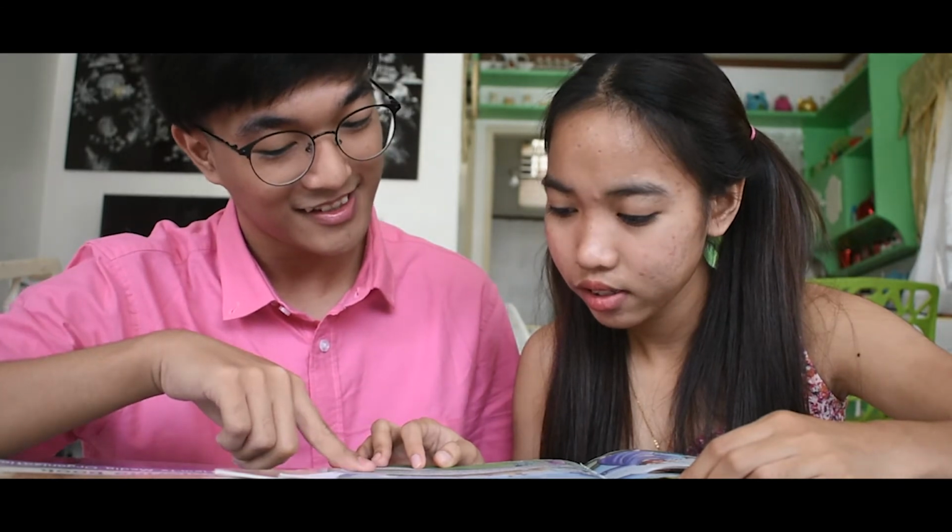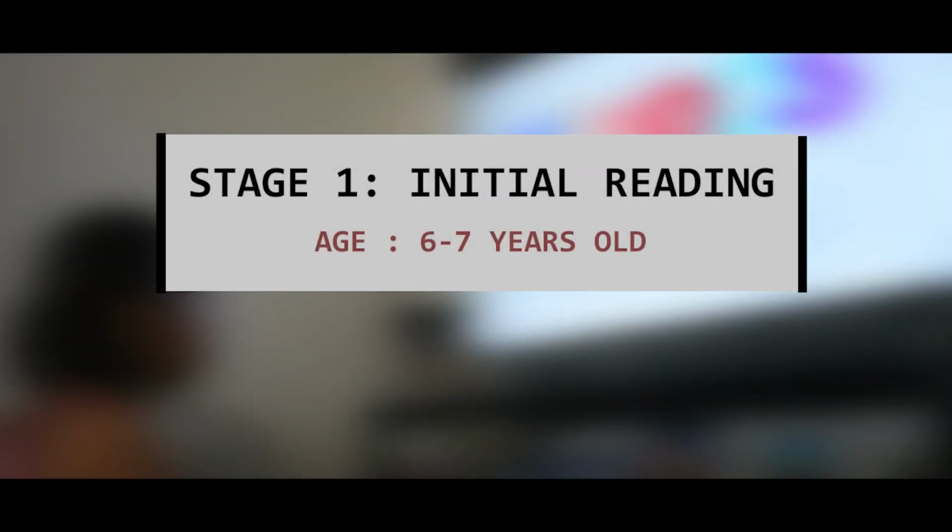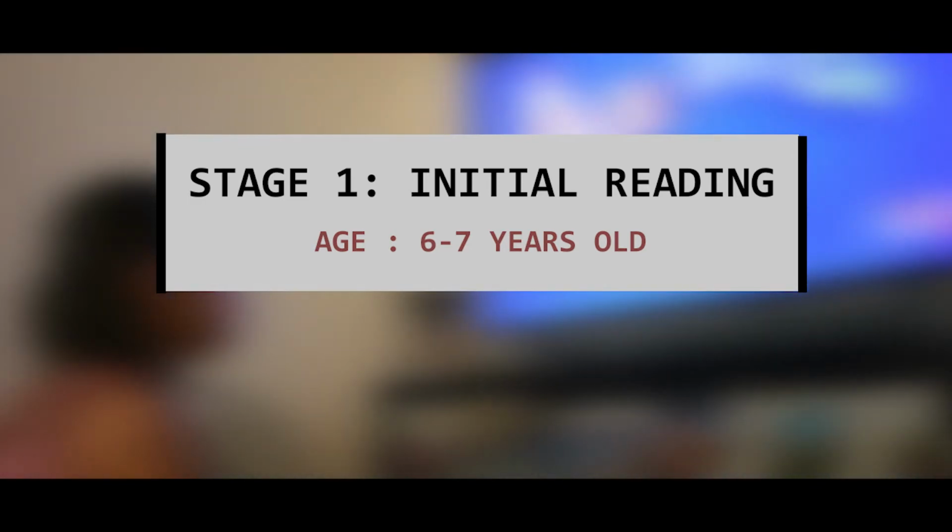Names letters of the alphabet, recognizes some signs, prints own name, plays with books, pencils, and paper. Next stage is stage 1, or initial reading and decoding. The age for this stage is 6 to 7 years old.